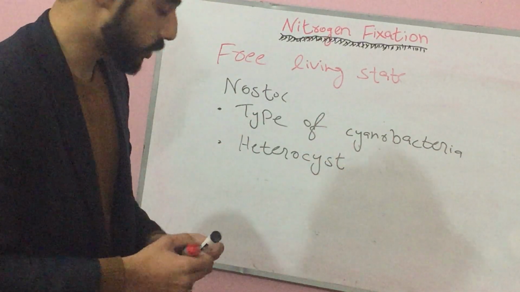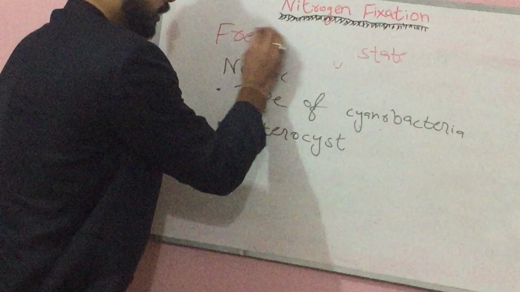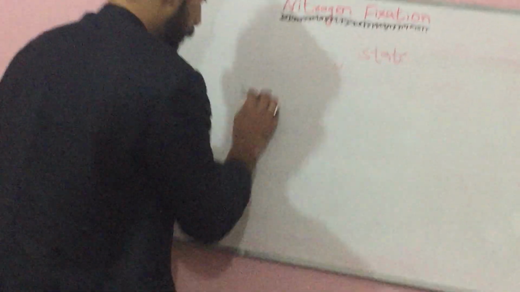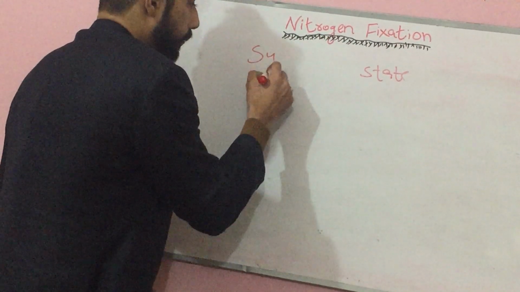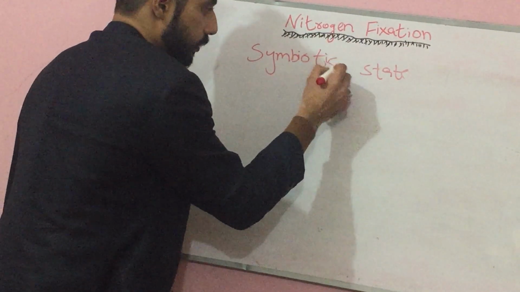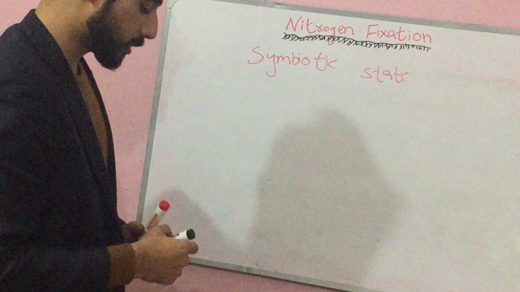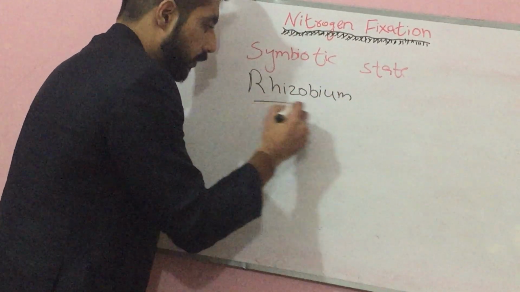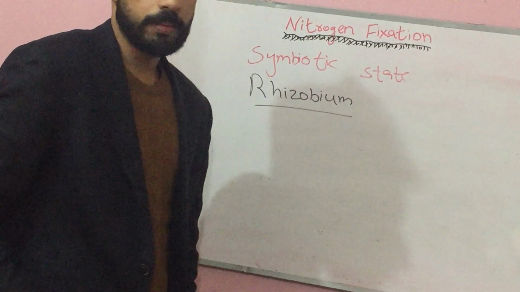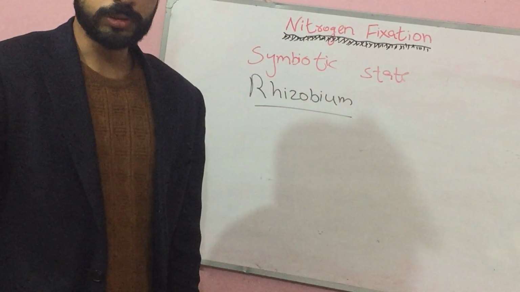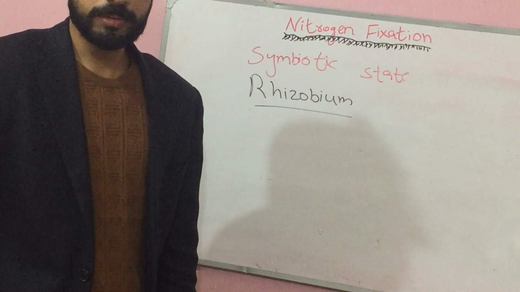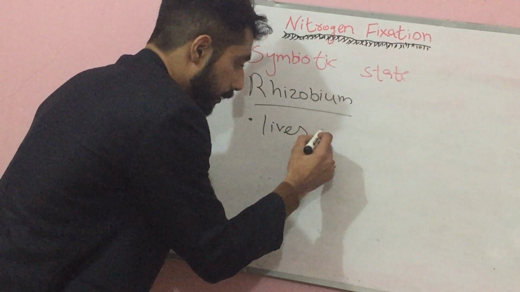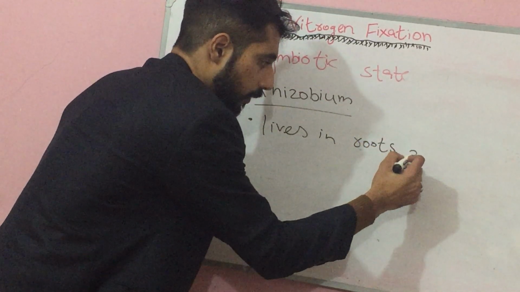On the other hand, we talk about the symbiotic state. In the symbiotic state, there is Rhizobium. Rhizobium are bacteria present in soil and around the root hairs of plants. This bacterium basically lives in the roots of the plant.